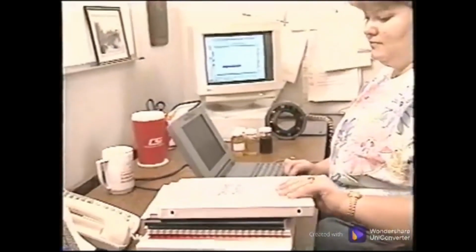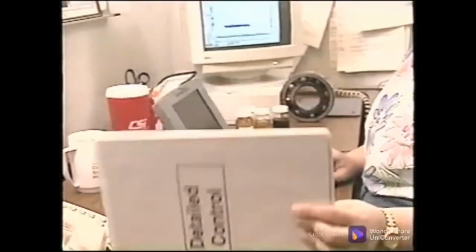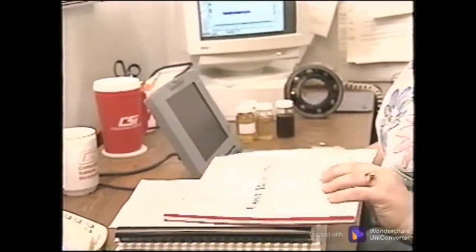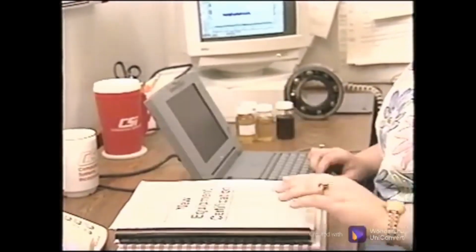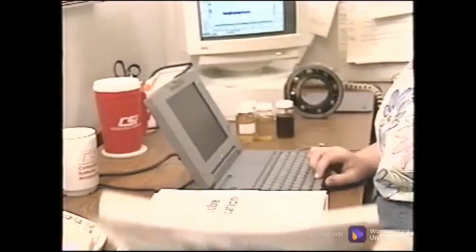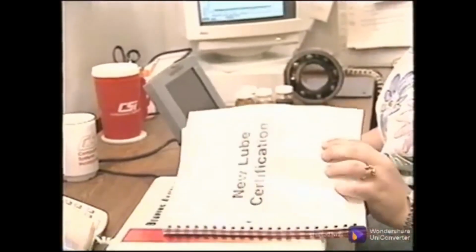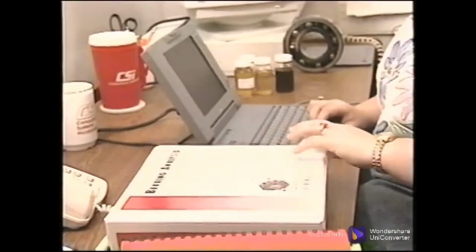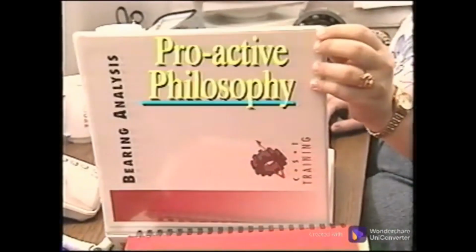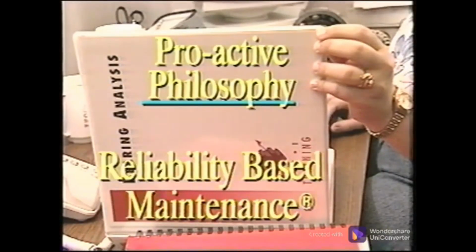This is a proactive philosophy requiring a mature management environment which has detailed control, performing cost benefits, certifying new equipment and lubes, providing technical training, and linking all technologies. A proactive philosophy results in dependable maintenance operations called reliability-based maintenance.